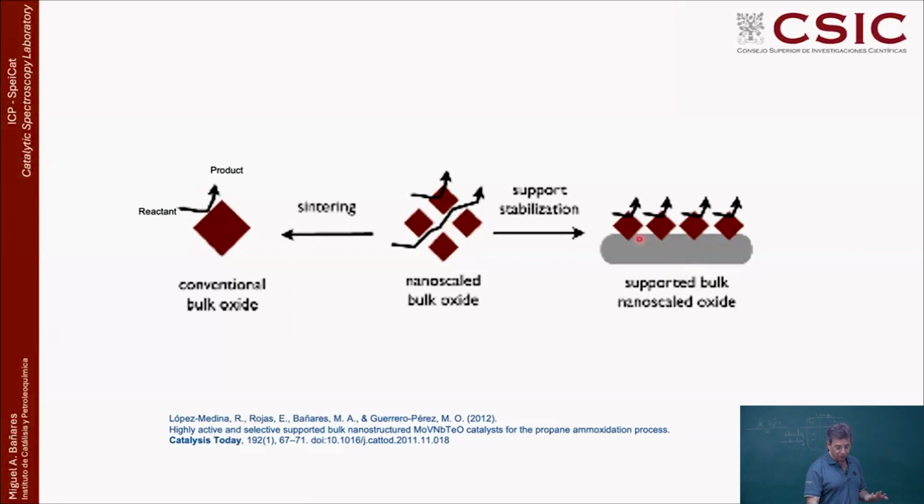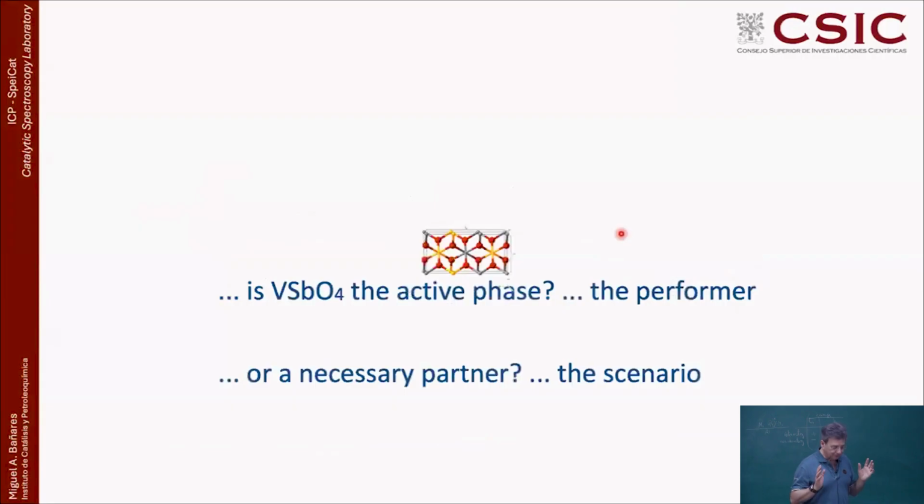Of course, making a nano material per se is difficult. That's why we use a support to stabilize the nano, so that they don't sinter and they don't fly away, and you can run the reaction. Okay, so what we observe is that we only get propane oxidation when the vanadium antimonide phase forms. Now, the question that remains is, is vanadium antimonide the active phase, or is it a necessary partner, and maybe the dispersed vanadium or the dispersed antimony are doing the job, or it is all of them, or two of them? That we cannot tell yet.